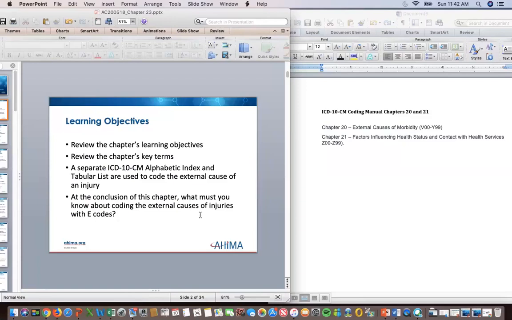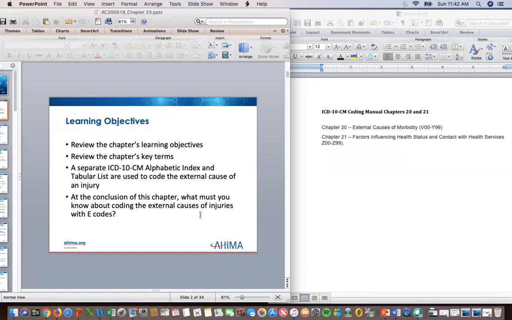The external cause codes are intended to provide data for injury research and evaluation of injury prevention strategies. These codes capture how the injury or health condition happened, the cause of it, and the intent: was it unintentional, accidental, or intentional, such as suicide or assault. They also capture the place where the event occurred, the activity of the patient at the time of the event, and the person's status, that is, whether they were civilian or military.